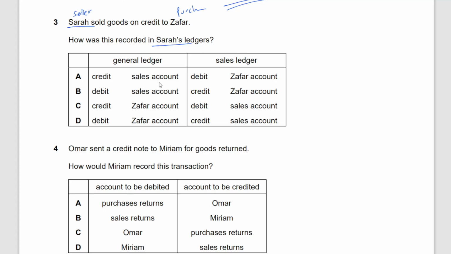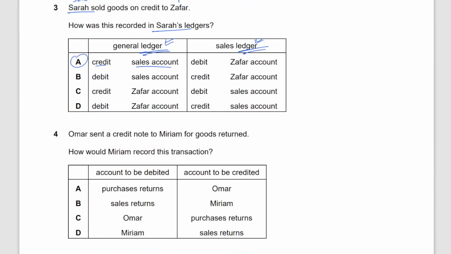So don't get confused. This is not debit credit like that. First of all, look at the heading there. It's the general ledger. Remember, your sales account does not go under the sales ledger. Your sales account goes under the general ledger, which is here. So you will credit your sales account in the general ledger, and you would debit your Zafar account, the customer account, under the sales ledger. I kind of ignored this heading at first. So A is the right answer. Let's move on. Don't fall for it, guys. That's why you need to practice MCQs.